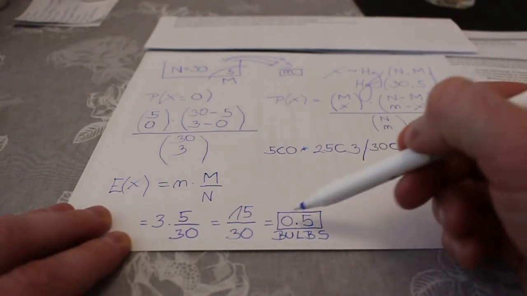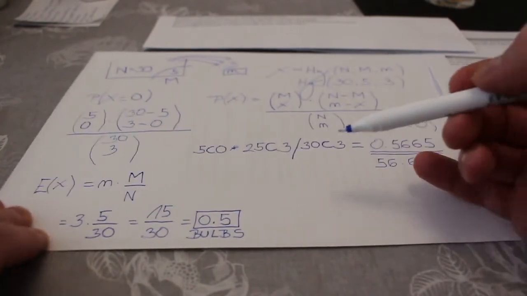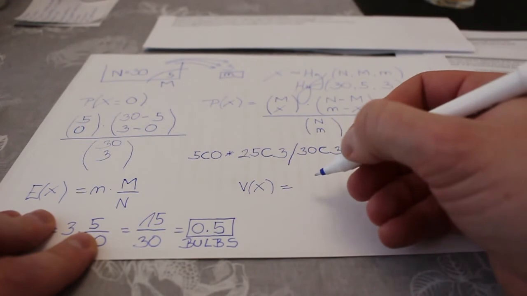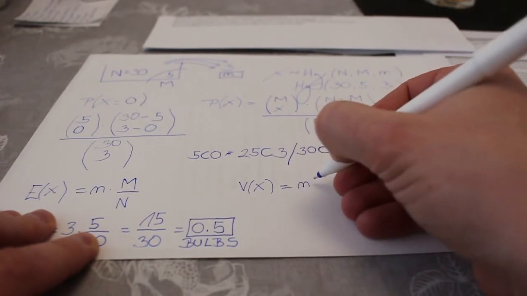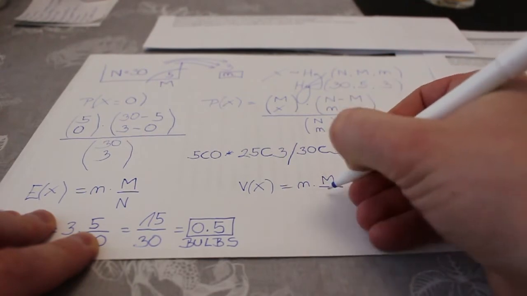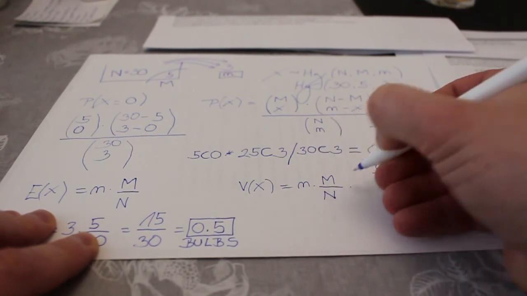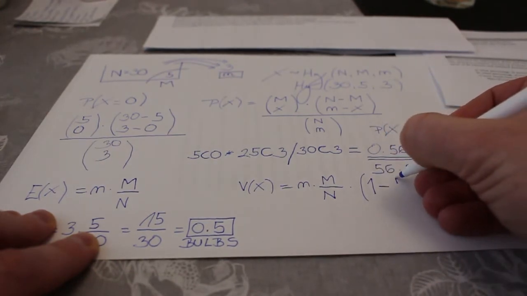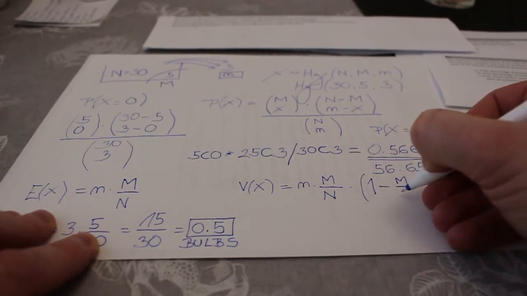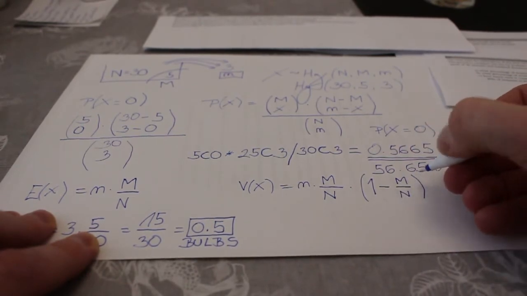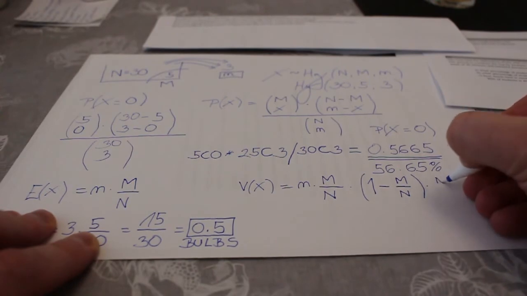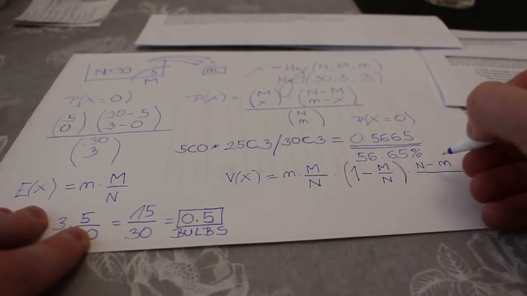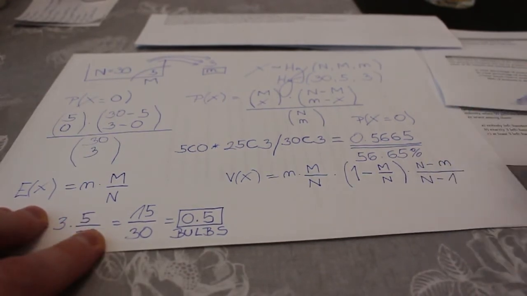So this is the expected value, 1/2 of damaged bulbs, and the variance of this variable X. In your formulas you can find n times capital M divided by capital N, times 1 minus capital M divided by capital N, and times capital N minus small n divided by capital N minus 1.